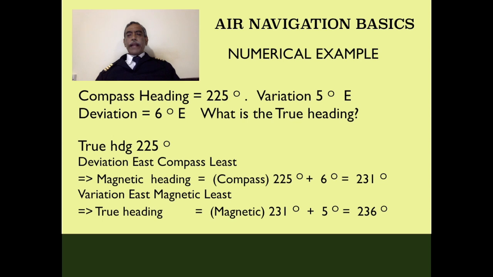So true heading is... 225, deviation east, compass least. So magnetic heading is equal to compass heading 225 plus 6 degrees, that is 231 degrees. That means compass is less, so magnetic has to be more. So that's why it has 231. Now variation is east, magnetic least. Therefore true heading is equal to magnetic 231 plus 5 degrees. Therefore, for this numerical, the true heading of the aircraft will work out to 236 degrees.